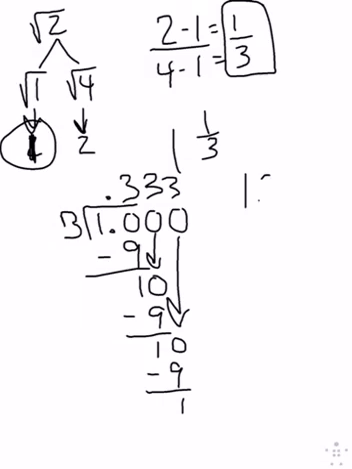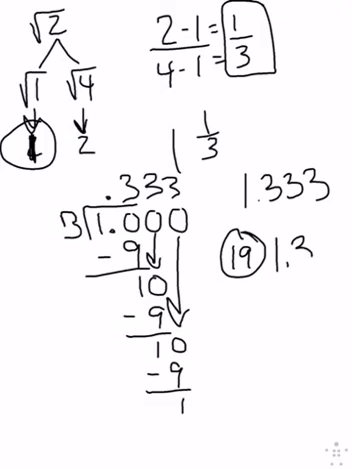My answer is 1.333. But if we read the instructions, it says for number 19, approximate to the nearest tenth, meaning I need one decimal place. So number 19, the answer is 1.3. For number 25, it says round to the nearest hundredth, so the answer is 1.33.